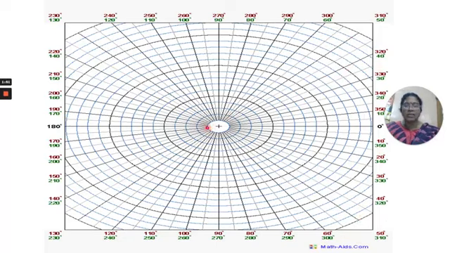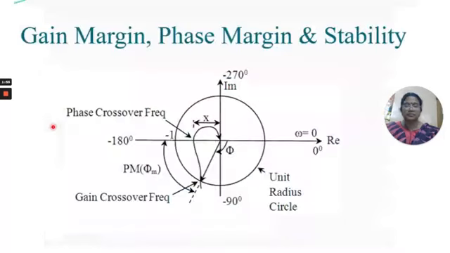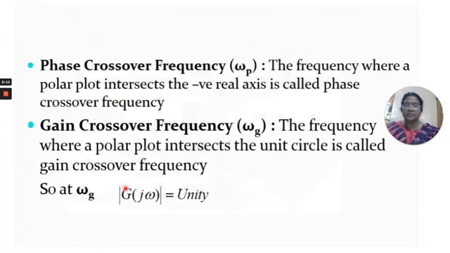How to calculate gain margin, phase margin and stability using a polar plot. Before going to the gain margin and phase margin, there are two important terms. One is the phase crossover frequency and the other is the gain crossover frequency. What is the phase crossover frequency? It is the frequency where the polar plot intersects the negative real axis.